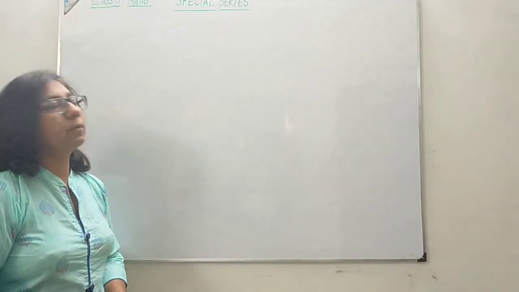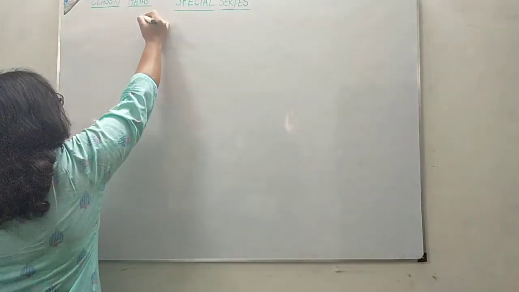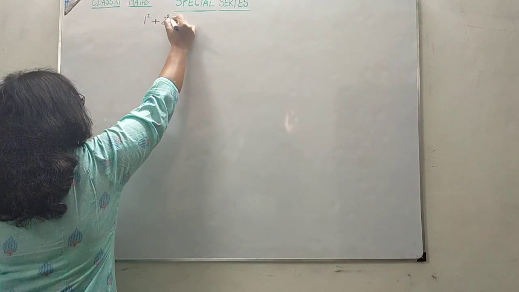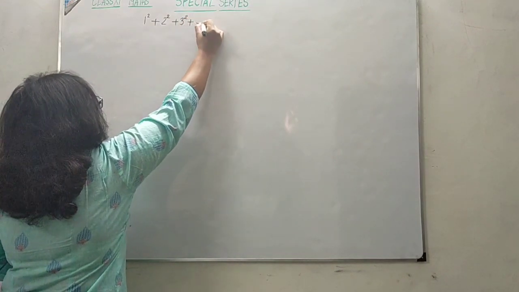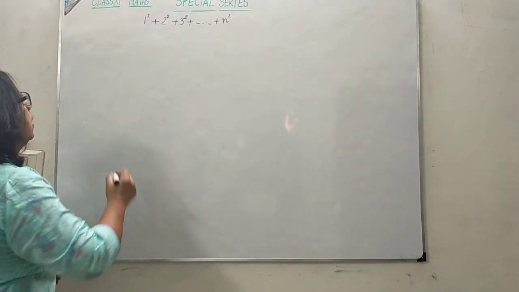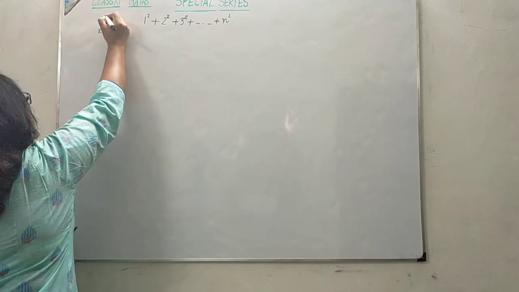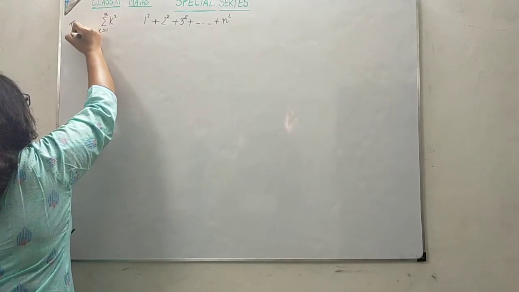Let us find the sum of special series. Second formula, that is for 1 square plus 2 square plus 3 square plus up till n square. This is your second special series, and we may write it as sigma k square, where k is running from 1 to n. This is the second one.